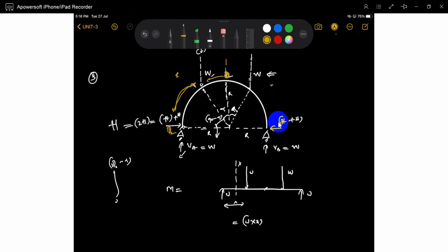First we have to find out the moment. This section, I said, is 0 to alpha. So exactly this section, how can you write its moment?